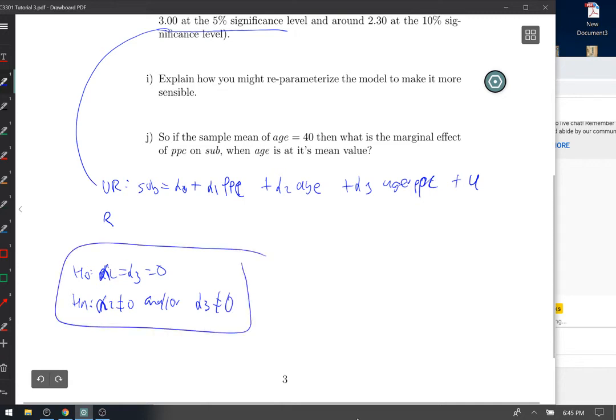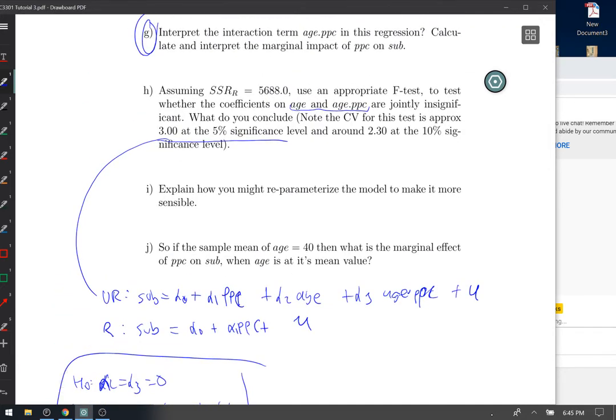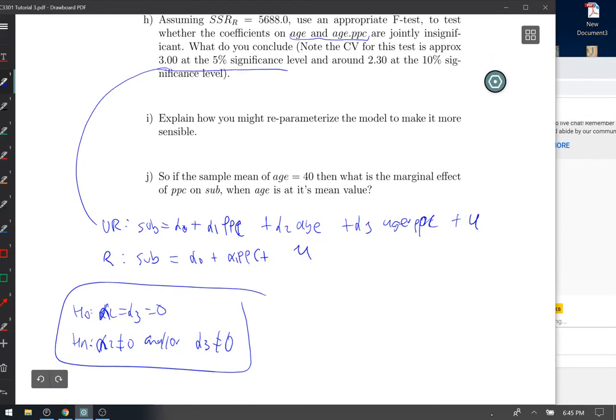So the restricted model is just the model where we enforce the restriction. So the restricted model is just going to be alpha naught plus alpha 1 plus U. If the restrictions hold, well, of course these are both naught. It's going to simplify down. Okay, so we've got two restrictions here, and we're going to set the significance level to 5%. It's not told you here, so you can choose your own and do your own test.